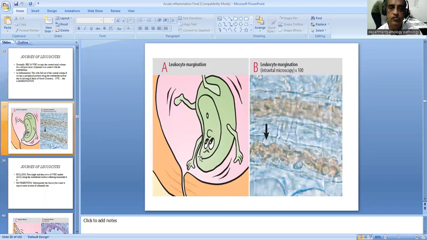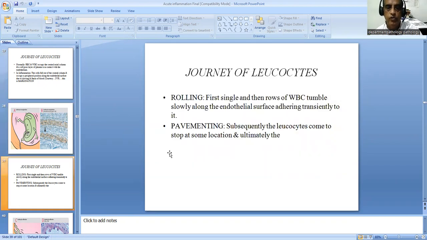Next, they tumble and reach here. They are marginated along the endothelium. This is known as margination. The next step was rolling. First single cells, then rows of WBCs tumble slowly along the endothelial surface, adhering transiently to it. They stick there for a brief moment, then tumble along more, then stick, then tumble along more, and finally, at some stage, they come to a stop. This is known as pavementing.